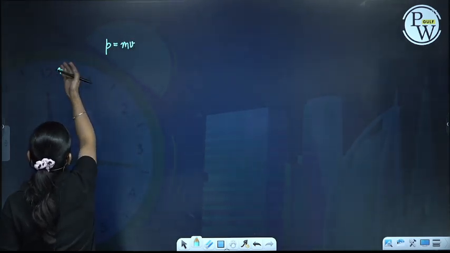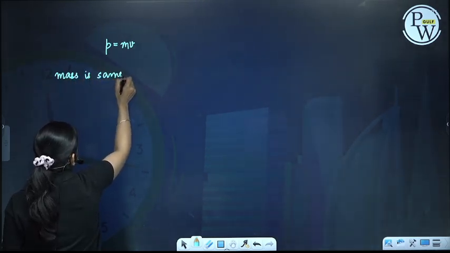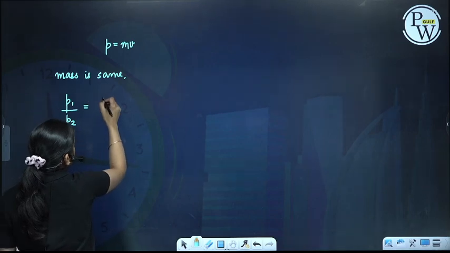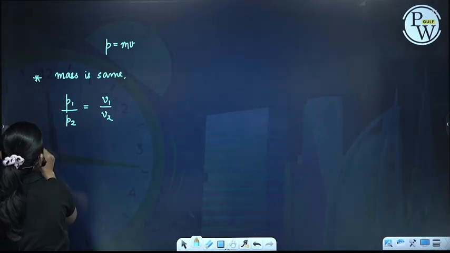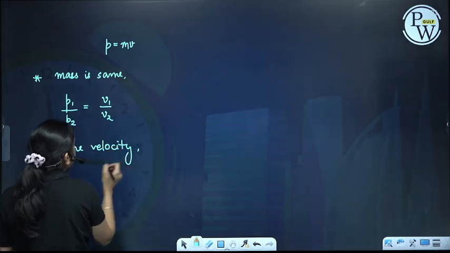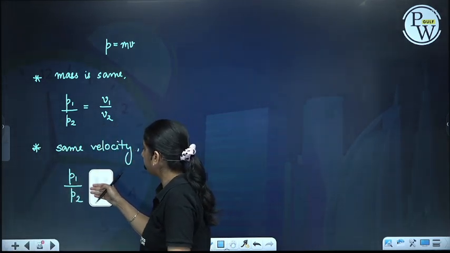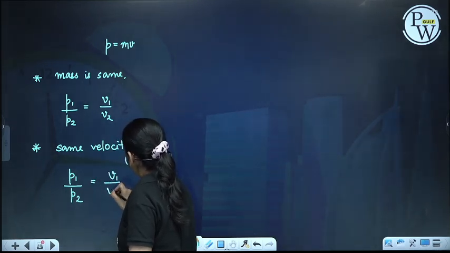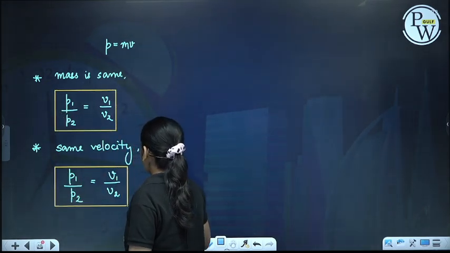Now if we have two bodies having the same mass, then p1 by p2 will be equal to v1 by v2. And if we have two bodies having the same velocity, then the ratio of their momentum will be equal to the ratio of their velocities.